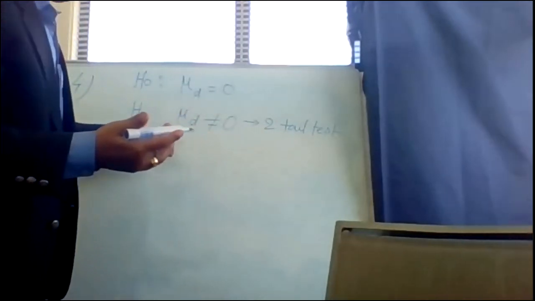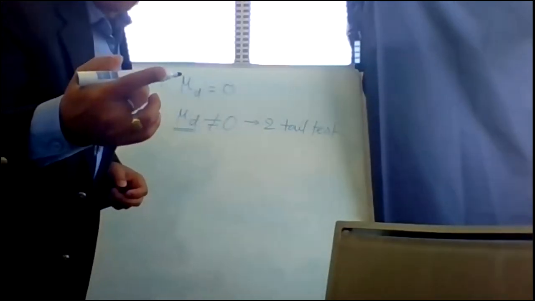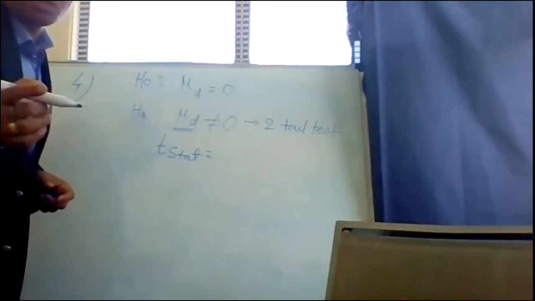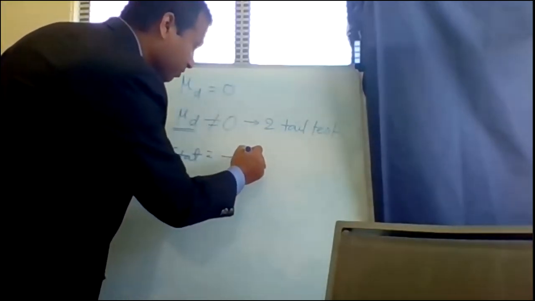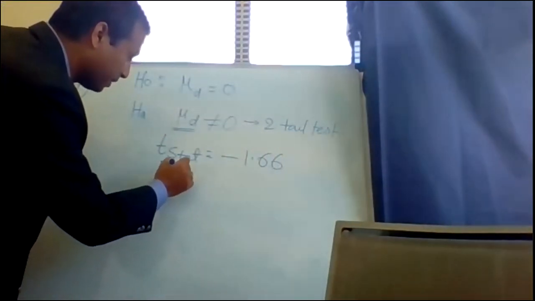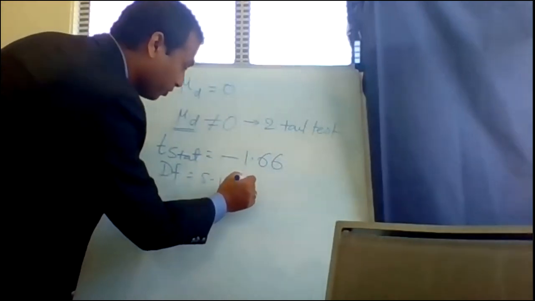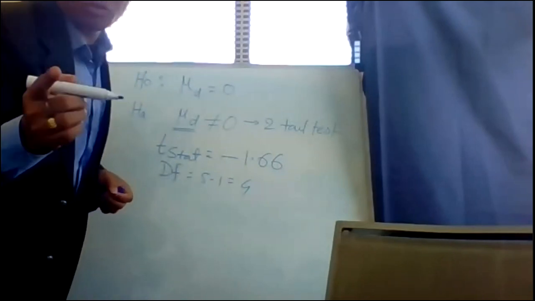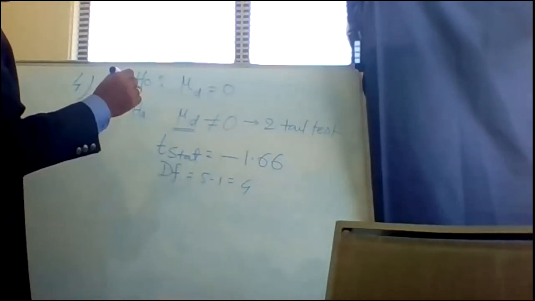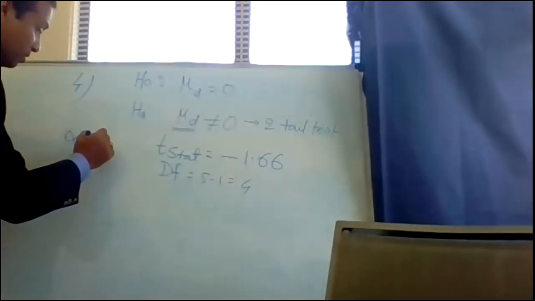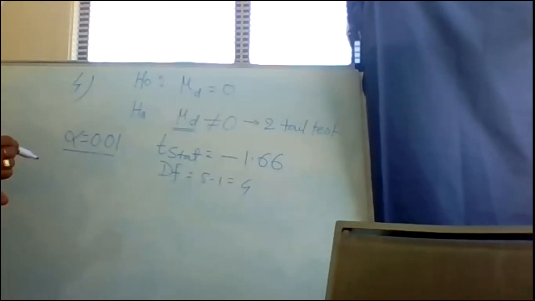Using the same formula, you will get the T stat value. Over here it is done, so you can do it later on and you will see that the T stat value is 1.66. What is the degree of freedom? DF came 5 minus 1, which is 4. And what is the alpha value? They wanted to check it at 1% significance level, so alpha is given as 0.01 in the question.